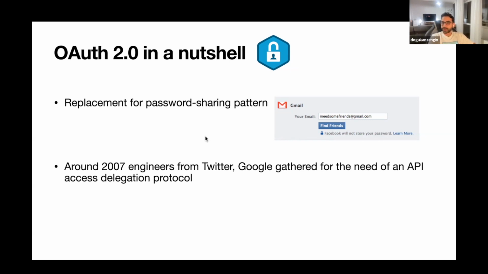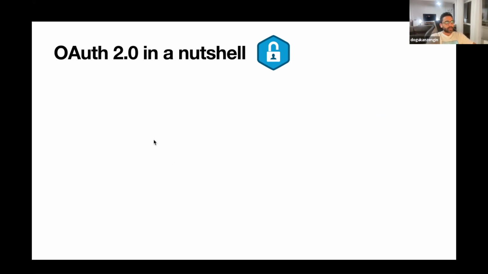OAuth is actually very old, maybe 14, 15 years old, around 2007. Engineers from Twitter and Google were working on OpenID, actually. I will discuss what OpenID is a bit later. And they realized they needed some kind of access delegation protocol to let authorization and access go to some delegated party, so that you don't need to implement authorization in every service, like he mentioned with his abstraction.